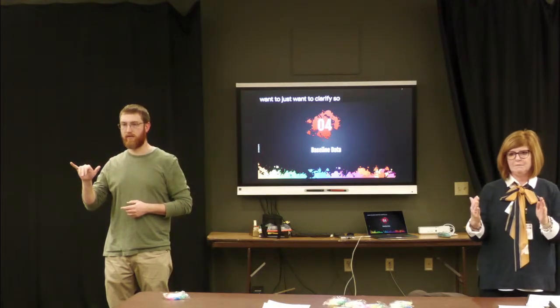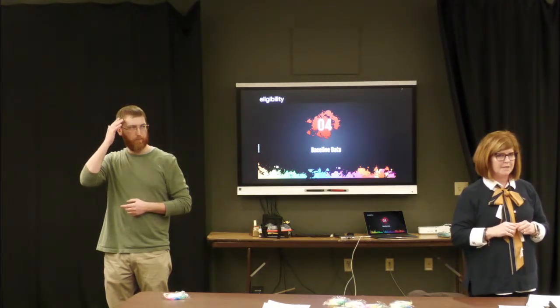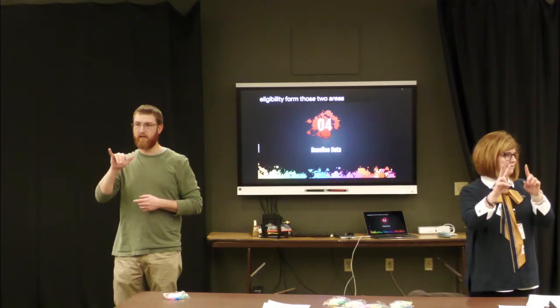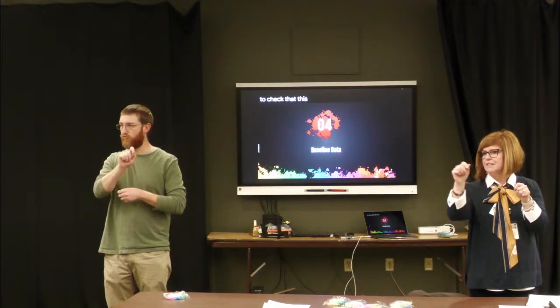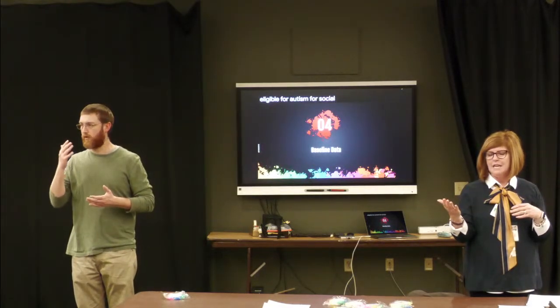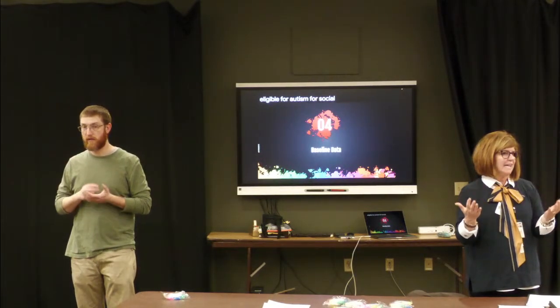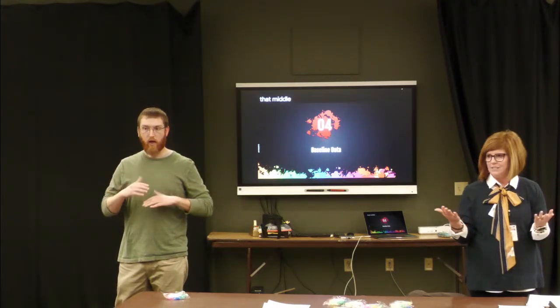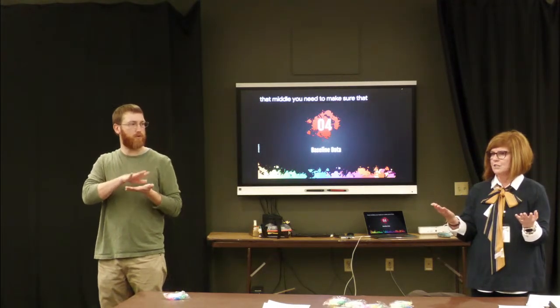The second piece I wanted to say is, when we talked about eligibility, what I just wanted to clarify is autism in the eligibility form, those two areas. You have to check that this is an area of concern to be eligible for autism, the social communication. What she means is that's something that, at minimum, you need to make sure that you address.